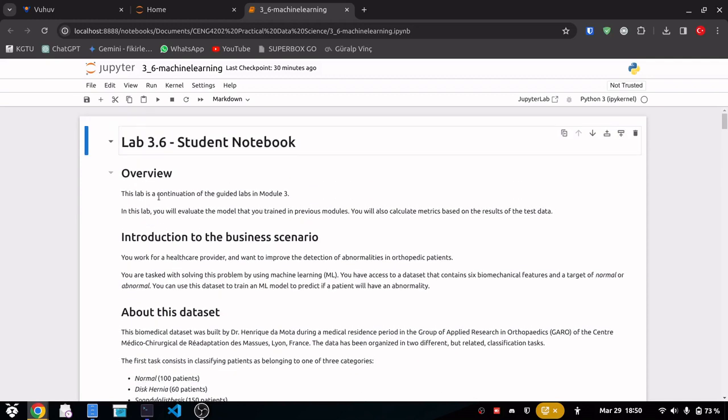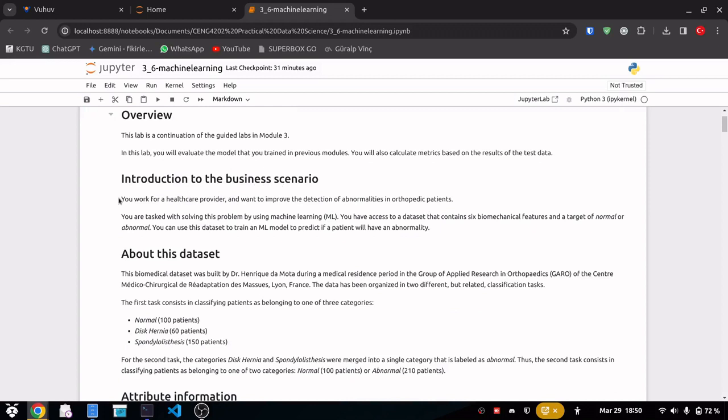So, overview. This lab is a continuation of the guided labs in Module 3. In this lab you will evaluate the model that you trained in previous modules. You will also calculate metrics based on the results of the test data.